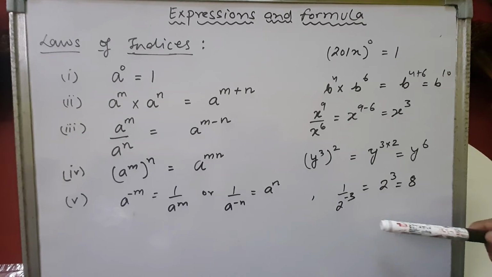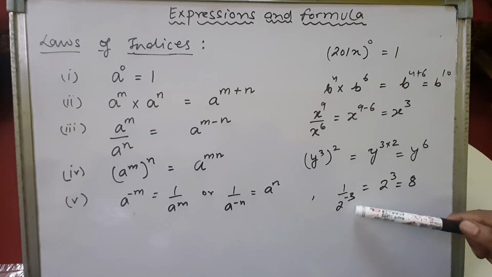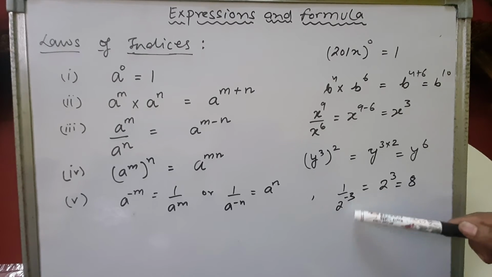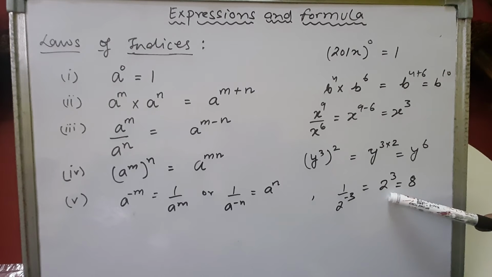Let's see an example here. Here it is written 1 upon 2 to the power minus 3. So when we transfer this term to the numerator, the power sign will change. So the minus sign is there. When we transfer, the sign will change. It will become plus, and that will be 2 cube. 2 into 2 into 2, that is 8. Alright children, please note down this much first, then we'll discuss the sums.